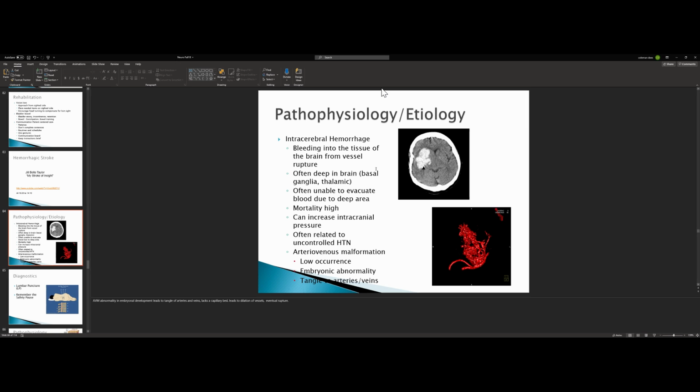These bleeds in the head are often related to hypertension. You tend to see these patients come in and their blood pressure is well over 200, but they can also happen secondary to large aneurysm rupture and AVM, which is arteriovenous malformation, or a tangling of arteries and veins that have grown inappropriately within the brain.